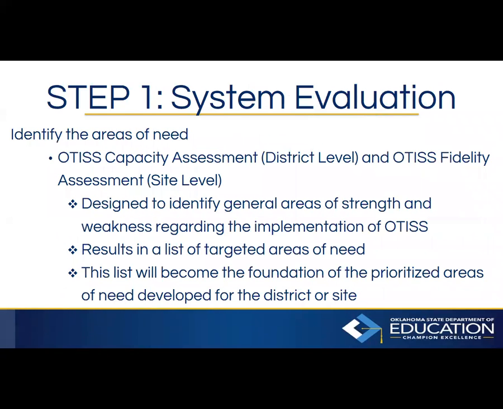Step 1 is system evaluation. You will identify the areas of need using the OTISS District Capacity Assessment and OTISS Fidelity Assessments at the site level. These assessments are designed to identify general areas of strength and weakness regarding the implementation of OTISS. They are organized by those 8 core components from video 1. This will result in a list of targeted areas of need, and the list will become the foundation of the prioritized areas of need developed for the district or the site.